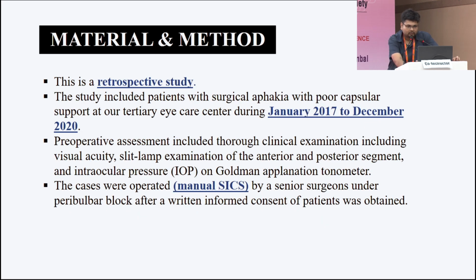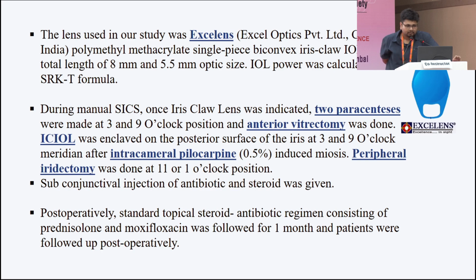This is a retrospective study that includes patients coming to our high volume setup under DBCS. All patients underwent manual SICS. The study was conducted over 3 years. The perioperative assessment includes the routine cataract workup. There is no financial disclosure. In this study we used the Excel lens, a PMMA single piece biconvex iris claw lens with a length of 8 mm and a 5.5 mm optic size. The lens power was calculated with the SRK/T formula.